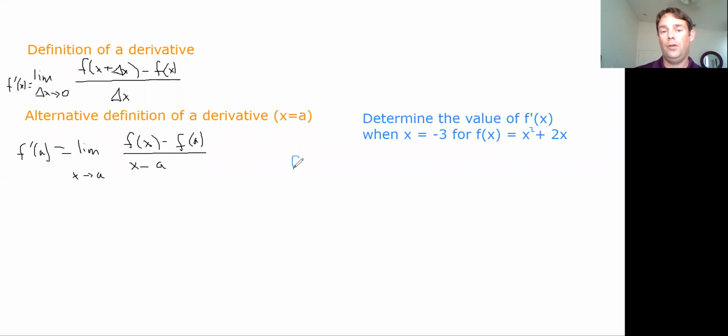All right. So my a value here is -3. Okay? So that means in this problem, a is -3. So I need to know what f of a is.